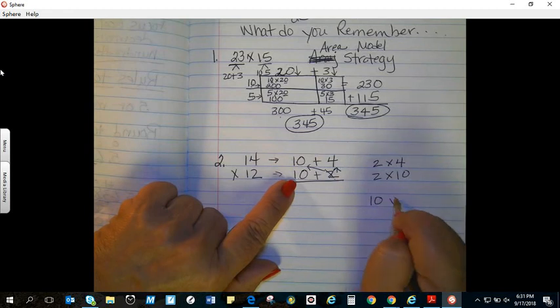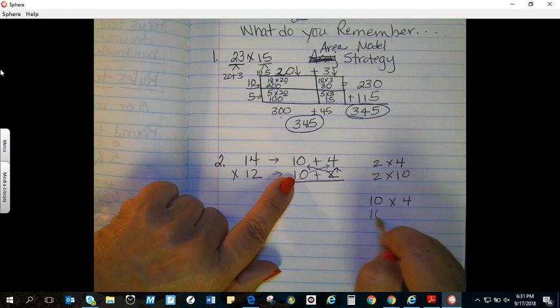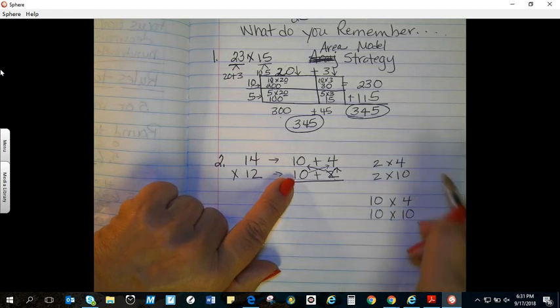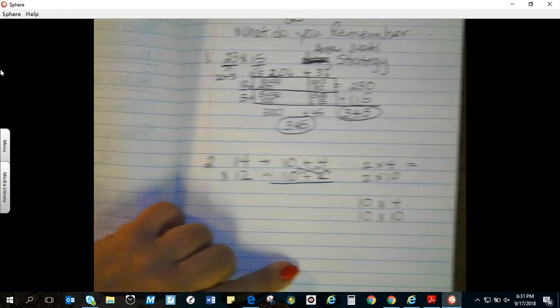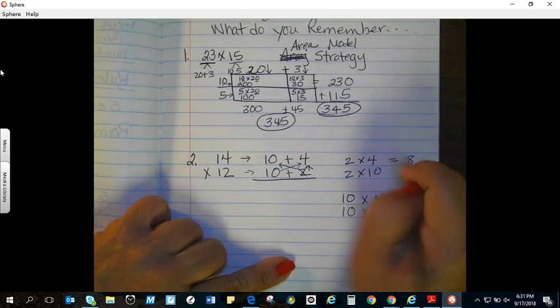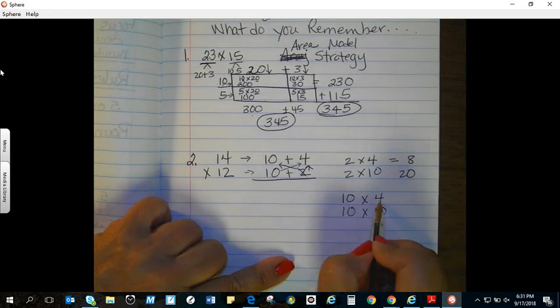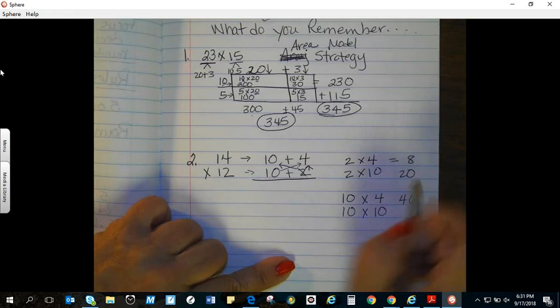10 times 4 and 10 times 10. Now I'm going to multiply those out and add them up. 2 times 4 is 8. 2 times 10 is 20. 10 times 4 is 40. And 10 times 10 is 100.